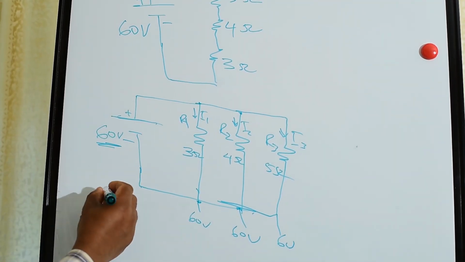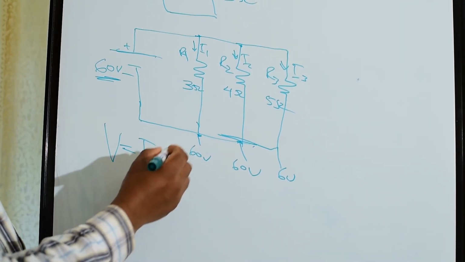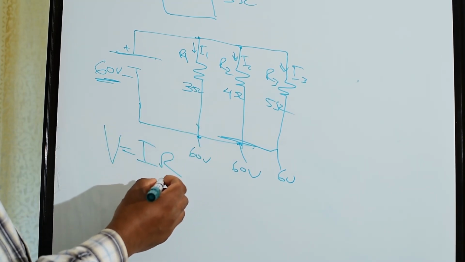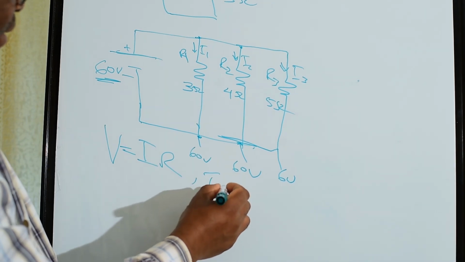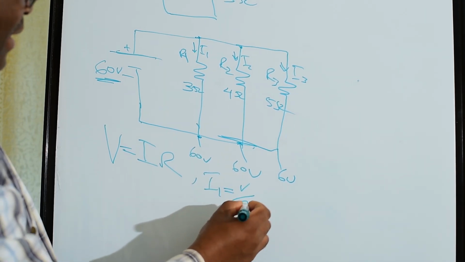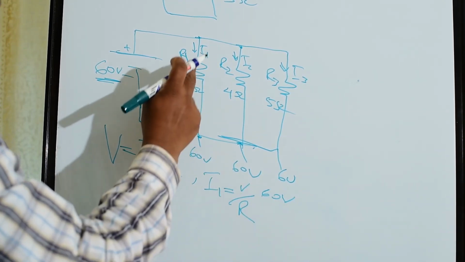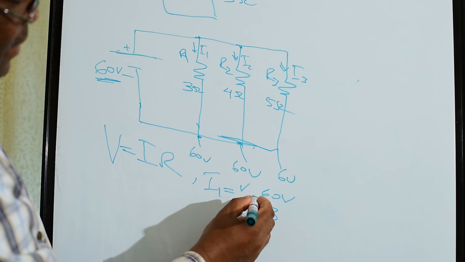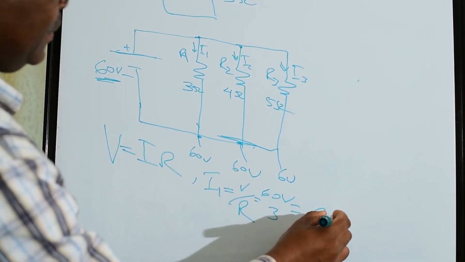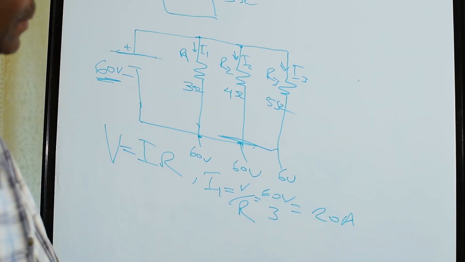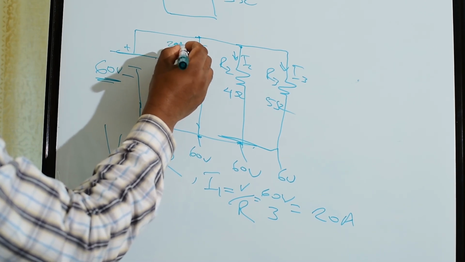Voltage is equal to IR. The current in the first branch, I1, will be voltage over resistance. We have our 60 volts over R, and R is 3. So we have 20 amperes. 20 amps will flow in this branch.